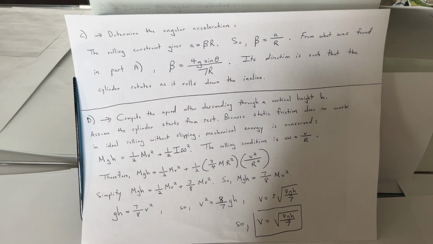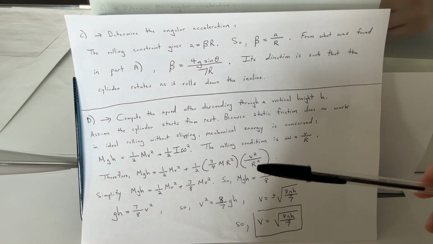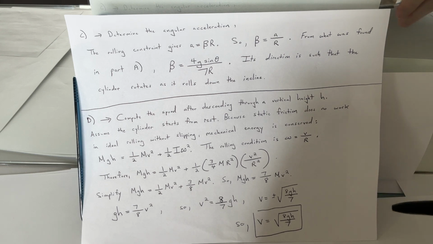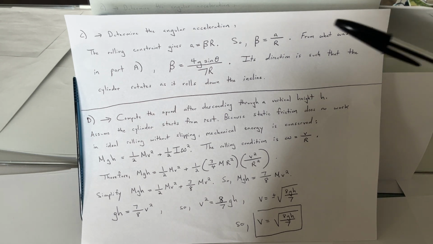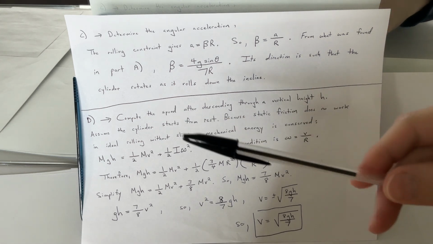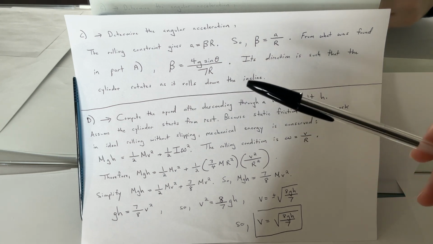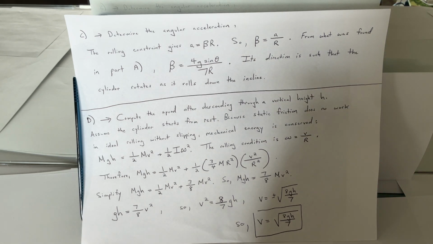And from what was found previously in part A, our beta is equal to 4g sine theta divided by 7R. So from there, we could say its direction is such that the cylinder is going to rotate as it goes ahead and rolls down the incline. So part C, that's pretty much all we need for this part.